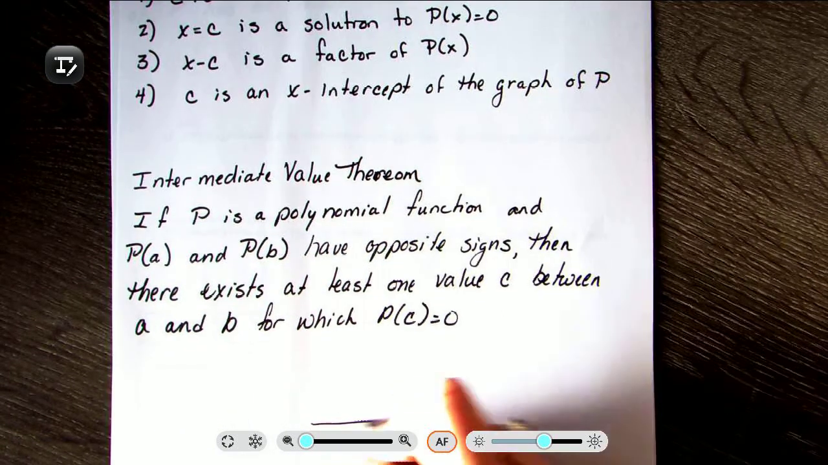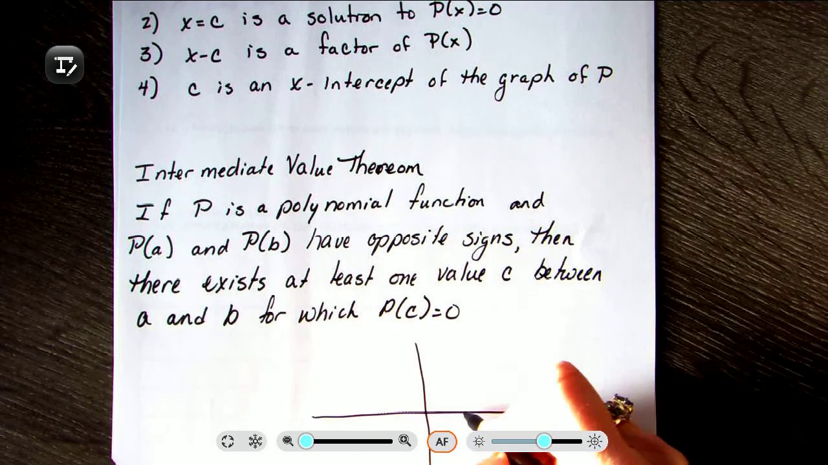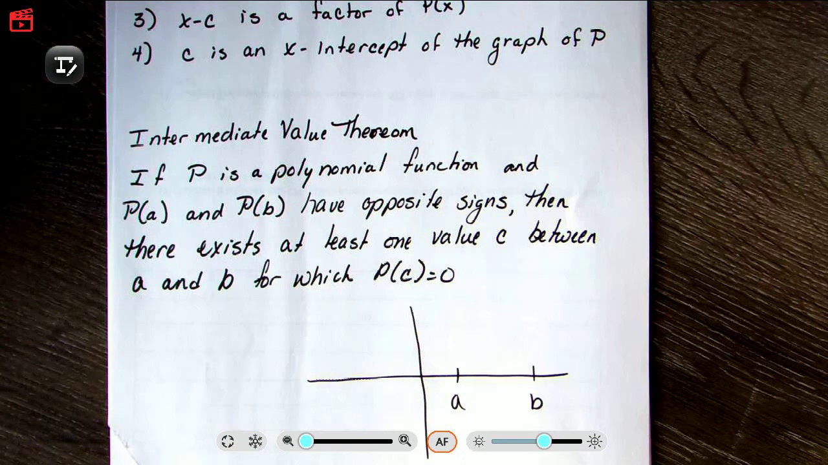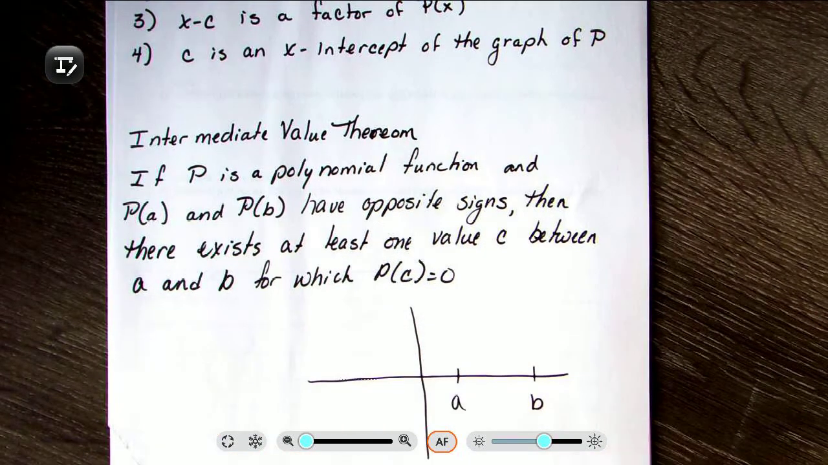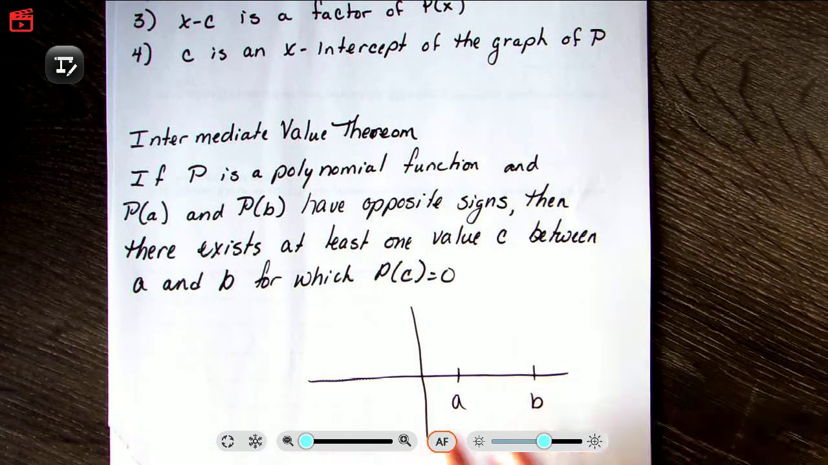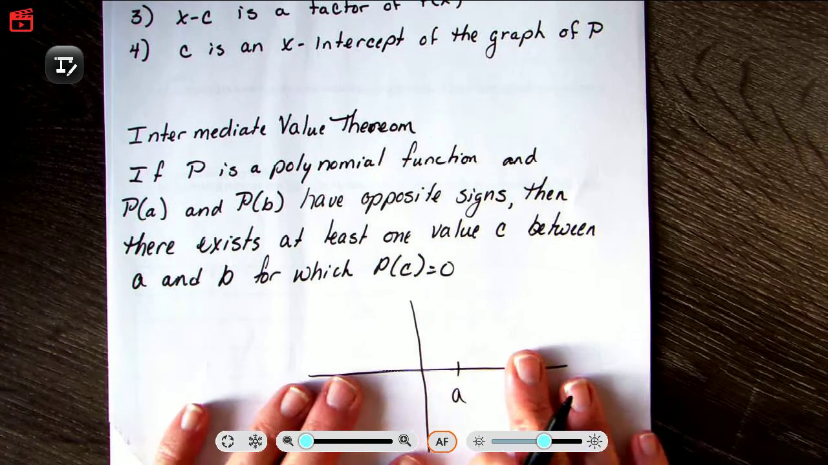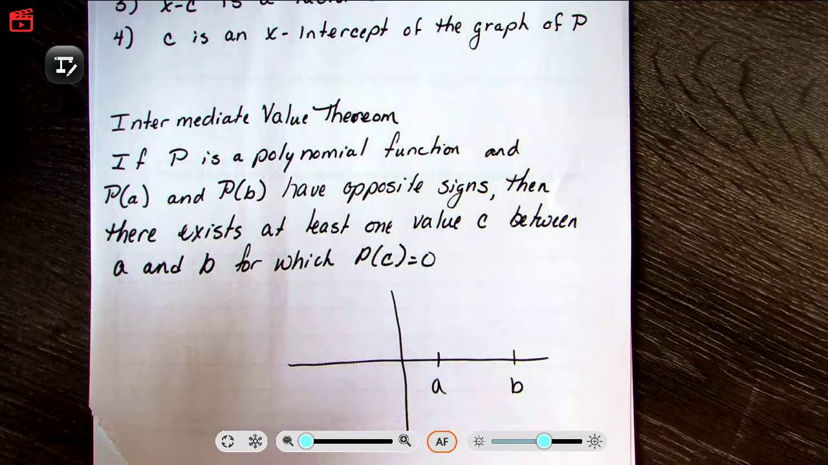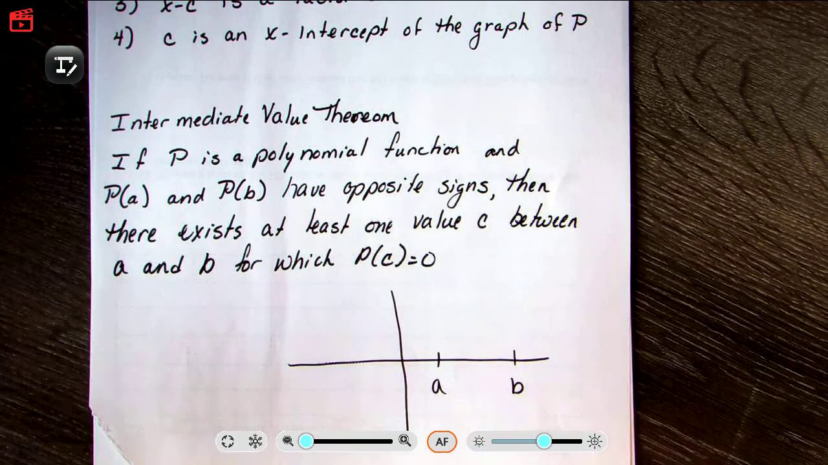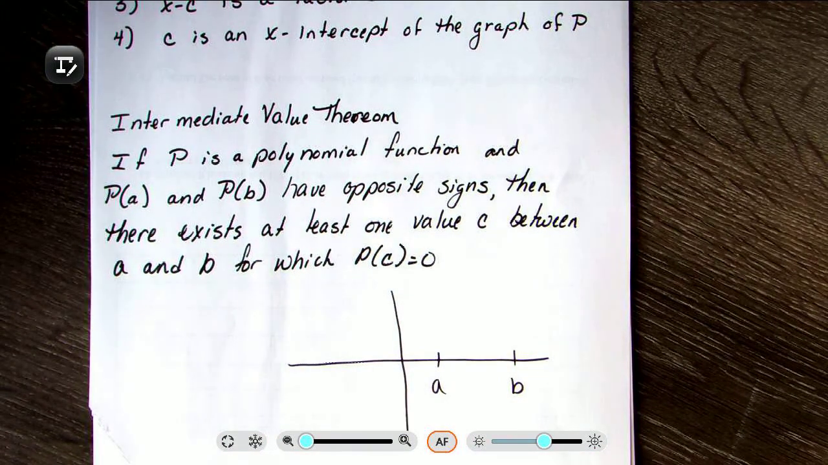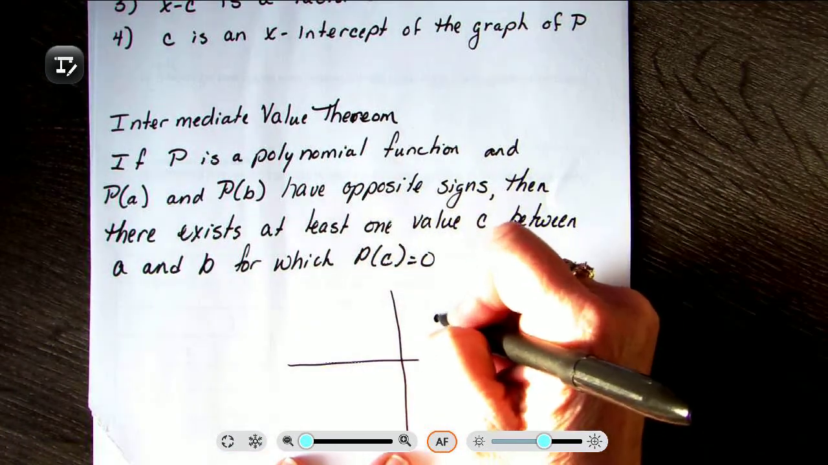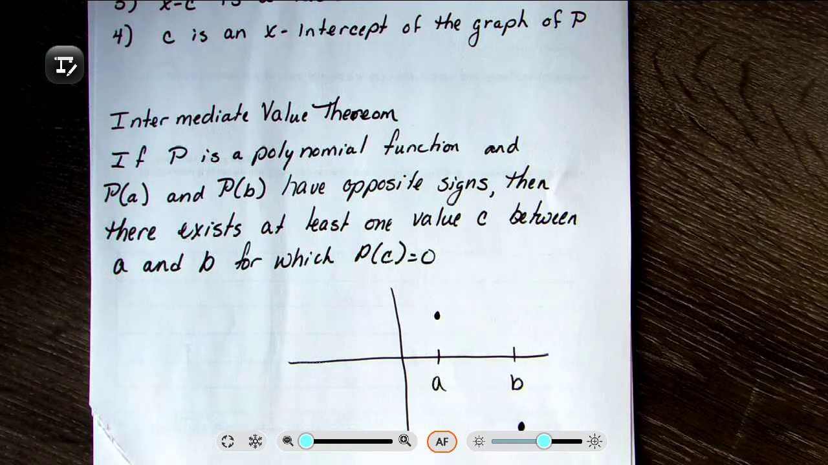So let's say here's a and here's b. So two values. They could have been on the other side of the x-axis. They could have been one on one side of the x-axis, one on the other side of the y-axis. But I'm just putting them over here. They're somewhere on the x-axis. And I could have had them flipped around too. But a and b are on the x-axis. One of them is positive, the other is negative. So here's one positive, one negative.